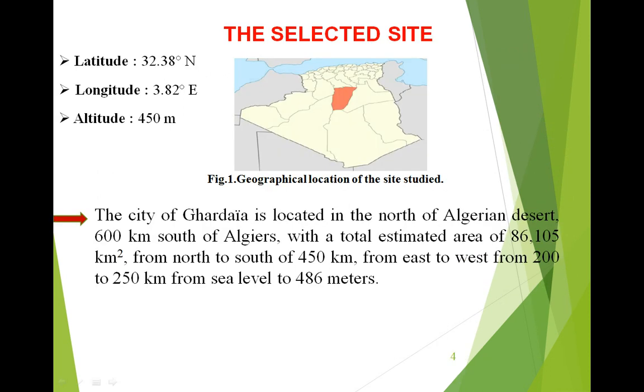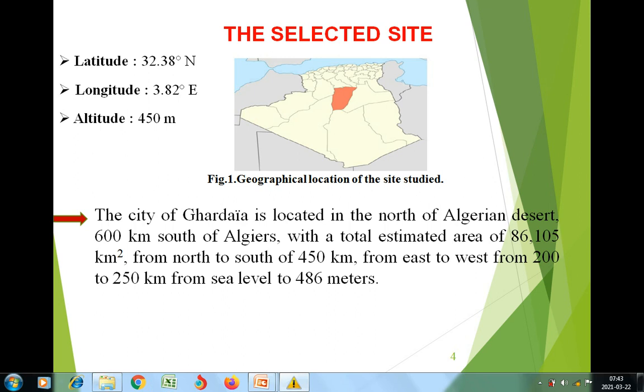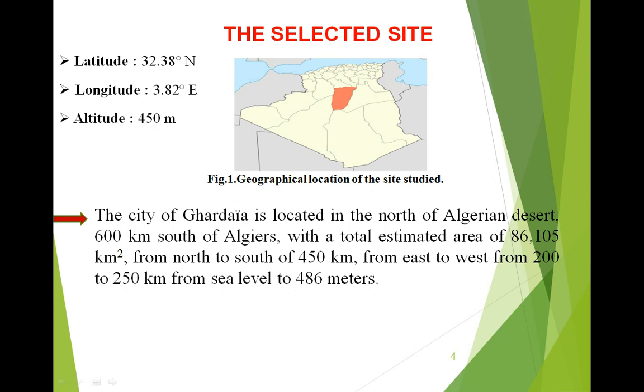The location of the chosen site for our study is presented in Figure 1. The city of Gardaya is located in the north of the Algerian desert, 600 kilometers south of Algiers, with a total estimated area of 86,105 square kilometers, from north to south of 415 kilometers, from east to west from 200 to 215 kilometers, and at an altitude above sea level of 486 meters.